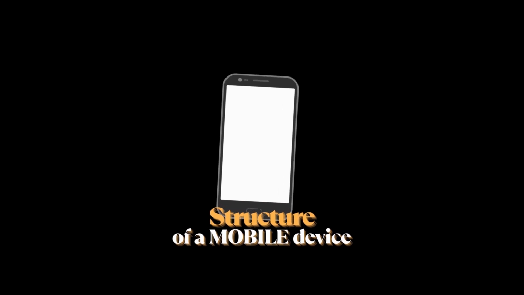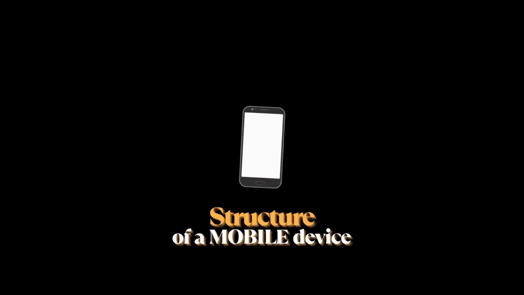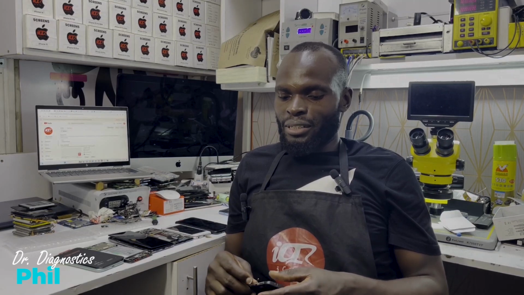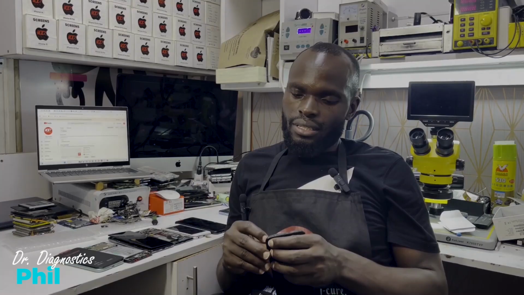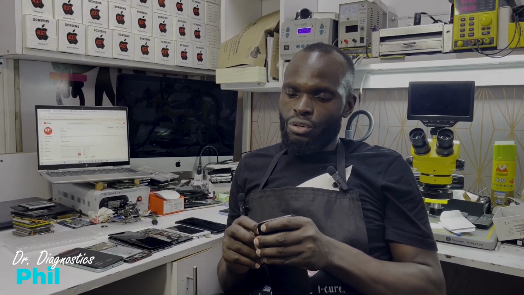Today, we want to look at what makes up a phone, what are the parts that are put together to bring about something known as a mobile device? A mobile device is a communication gadget that sends and receives radio signals for communication to go through.